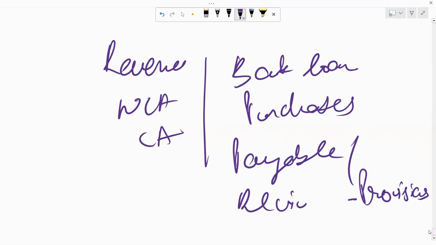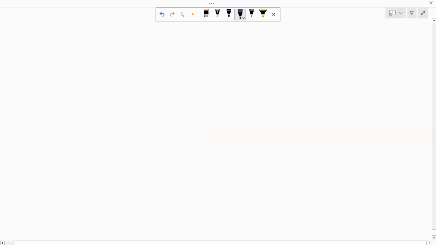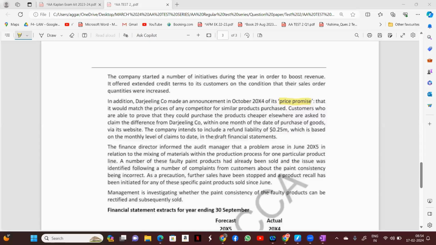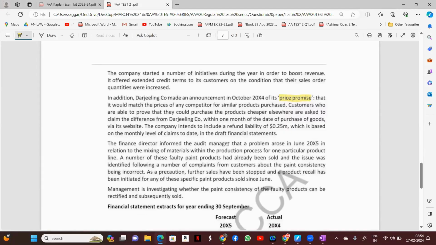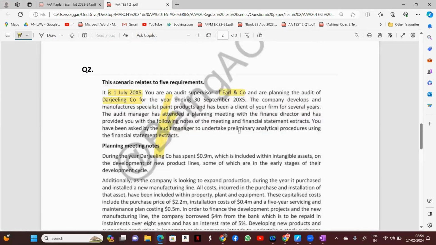Now let's see. I know that you would be aware of how to write the generic ones, but I'm here to explain how to write a specific audit substantive procedure. So I have an example open for you here. This is a question from one of my tests, a past paper question. This is the Darjeeling Company question.